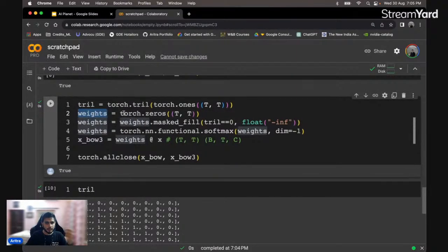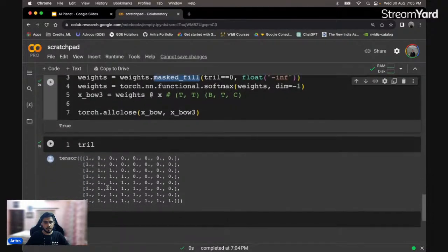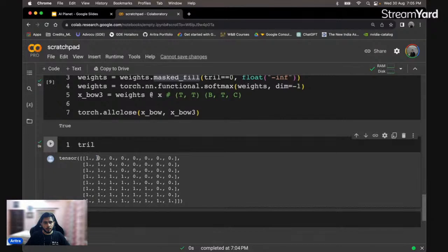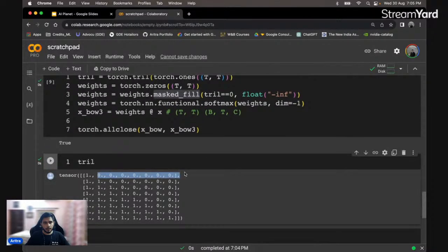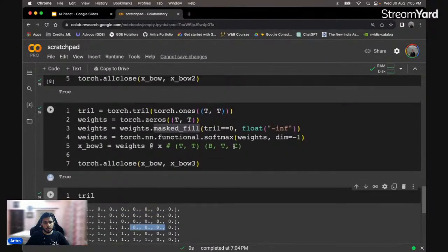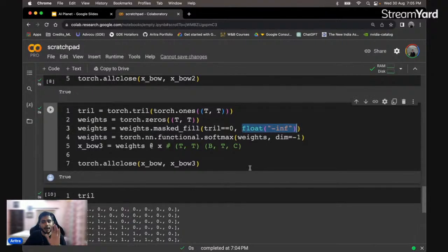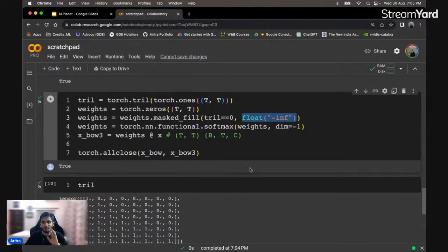What weights does is it starts with zeros, and this is essential to understand because in the later part of the stream I'm going to talk about weights a lot. So it starts out with zeros, and we use something called masked_fill. Masked_fill says that wherever the tril is equal to zero, put a negative infinity there. And why negative infinity? I'll come to that.